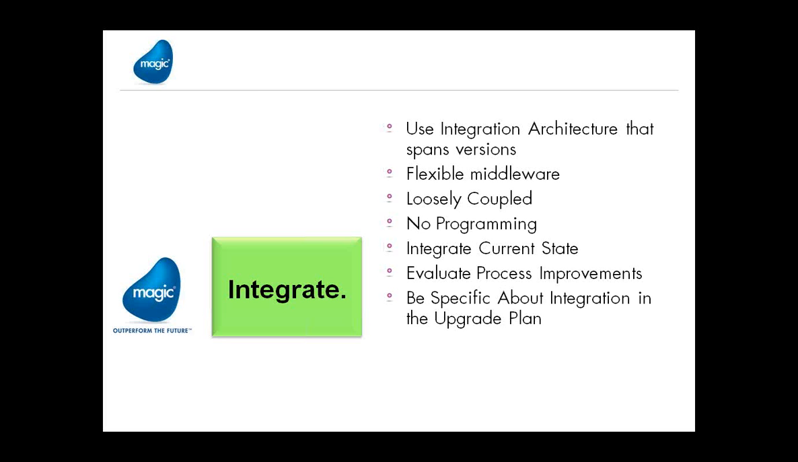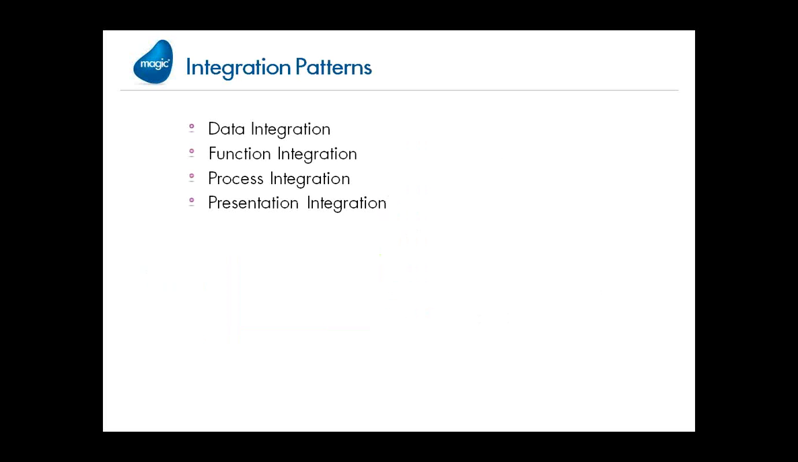You want to evaluate process improvements while you're integrating. Sometimes there's so much focus during the upgrade process and the integrations on just getting it across and getting it to work as it does now. You might want to use this time to say, could we do it better? Is there a smoother process? Could this be better integrated? Could this add value to the overall business process, reduce time and delays, and so forth? And then you want to be very specific about integration in the upgrade plan and include exactly what you're planning to do as part of that approach.